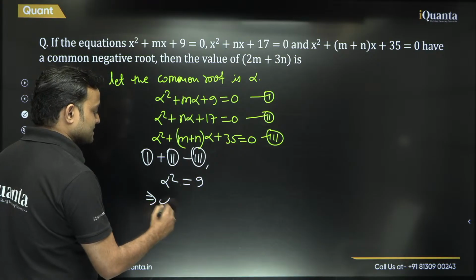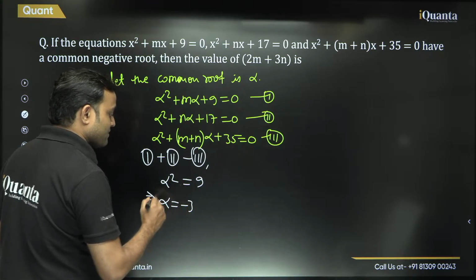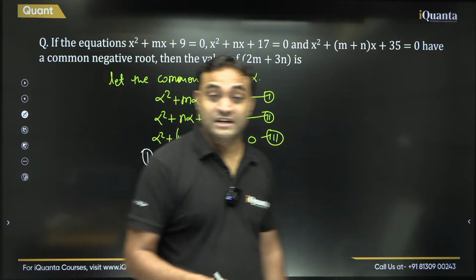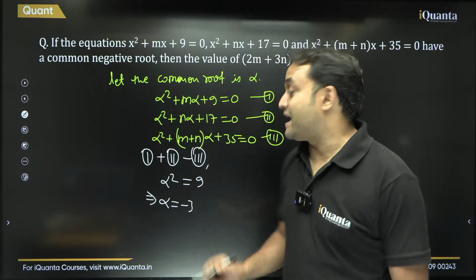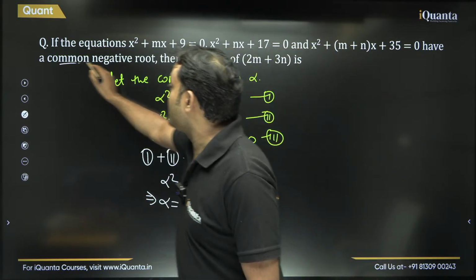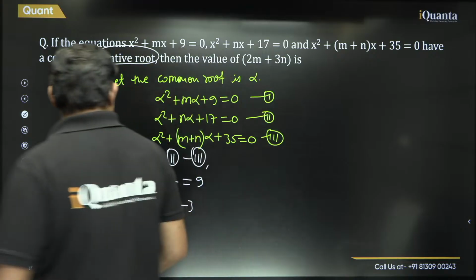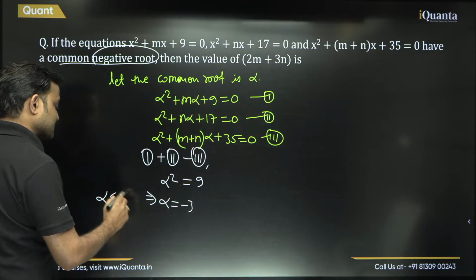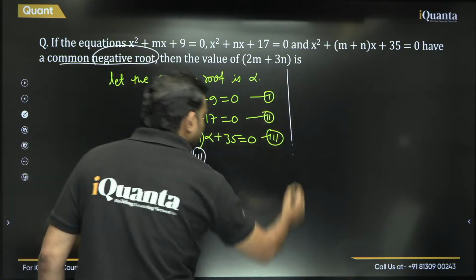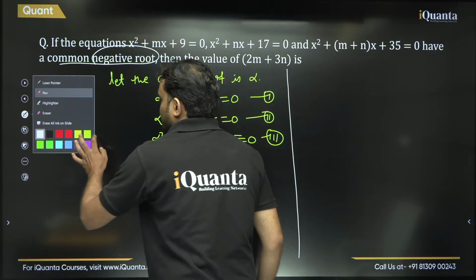From there we can say alpha will be equal to minus 3. Remember, alpha cannot be 3. Alpha only is minus 3. Why? Because it says a common negative root. Because alpha is given, alpha is negative. That's why alpha will only be minus 3, not plus 3.